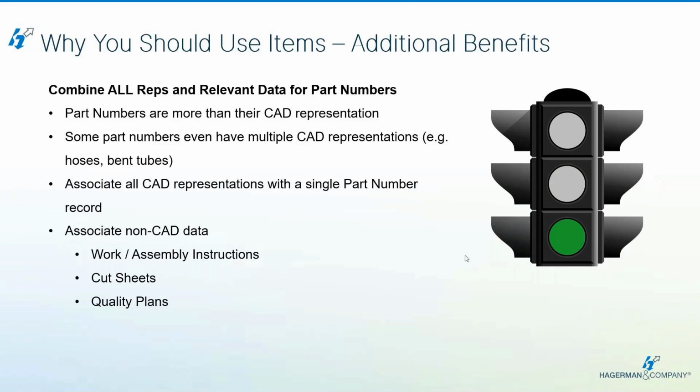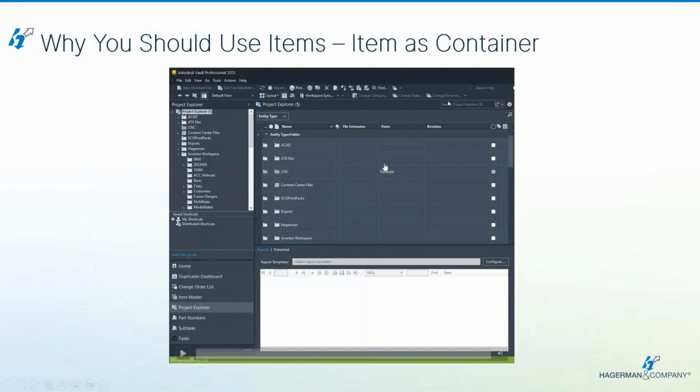There are 50 different Inventor part files to describe the 50 different pieces of geometry. You've got 50 files floating around, but it's all the same part number. You can combine all of those files onto one record and link them all together with that part number, so that you could quickly see, for this part number, here are all of the representations of that. And then, of course, all the non-CAD data: work instructions, cut sheets, quality plans.